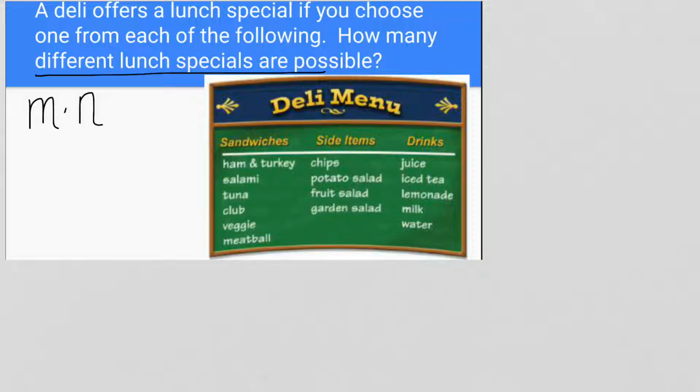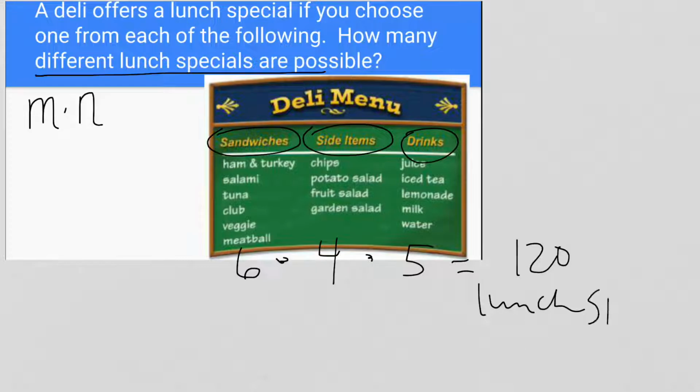Well, here I have 3 things to pick from the lunch special. I have sandwiches, I have a side item, and I have drinks. So I need to count how many sandwiches possible that I could choose from. There are 6. There are 4 side items, and there are 5 possible drinks. So instead of just 2 things being multiplied, I'm going to be multiplying 3 numbers here. 6 times 4 times 5. So I have 120 possible lunch specials.